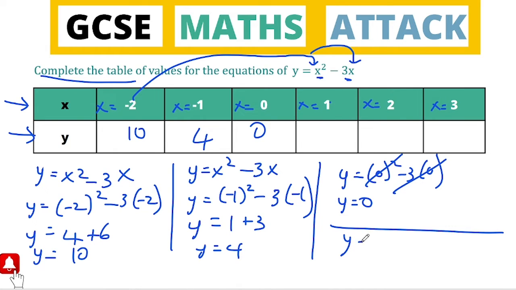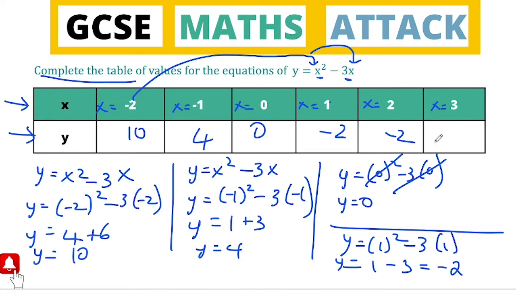So I will do y is equal to 1 squared minus 3 times 1. I know that 1 squared is 1. Minus 3 times 1 is 3. 1 take away 3 is minus 2. So my next one will be minus 2. My next one would be minus 2 again, and it will be a 0. So I can see that there is a symmetry formulated over here.